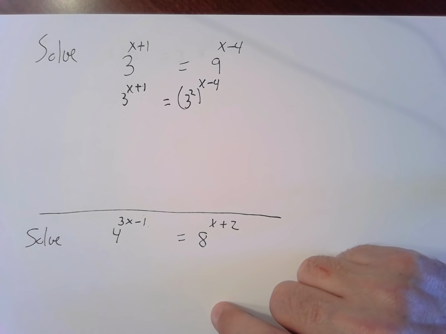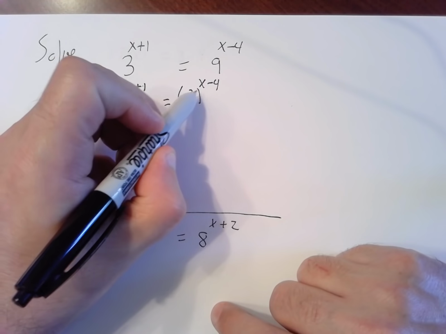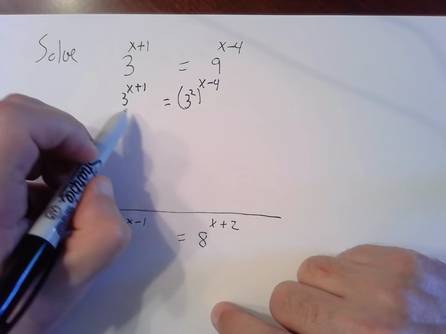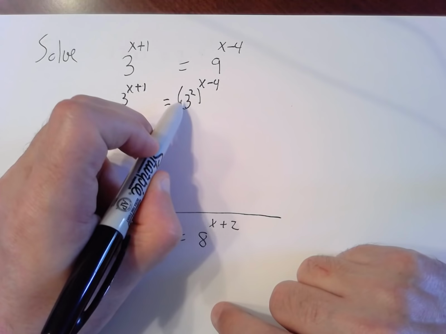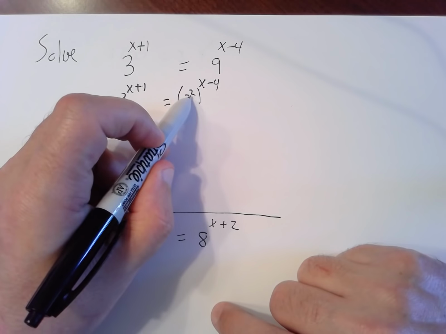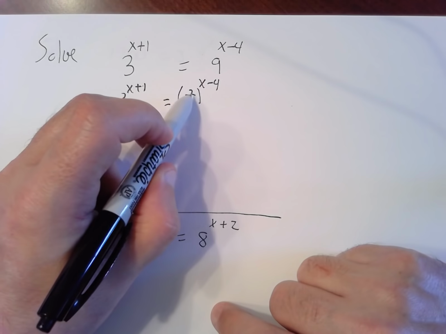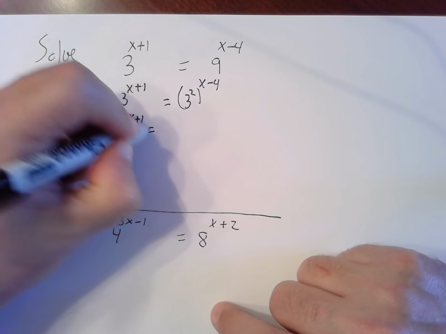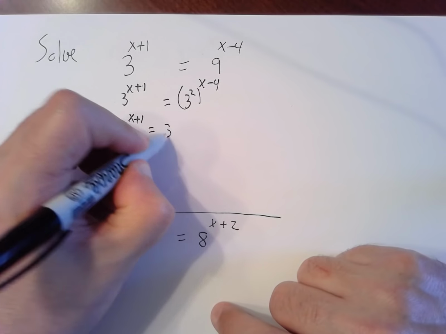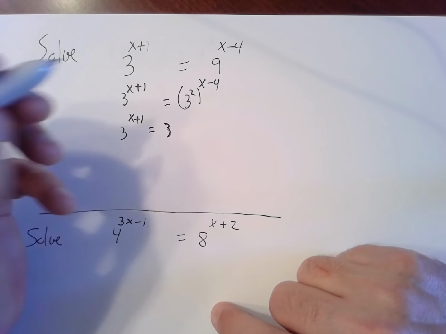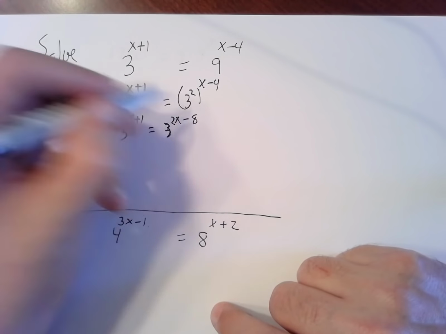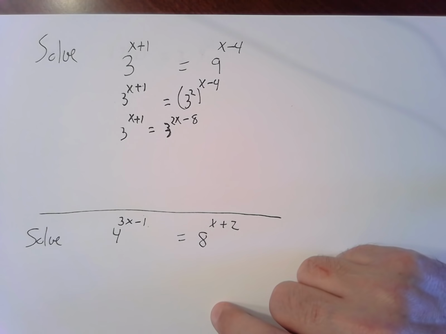Okay, now I have to remember rules of exponents. I have a power raised to a power. I can't just cancel out the bases here. This is a 3, that's a 9. 3 squared is 9. I have to distribute this 2 here. A power raised to a power, we multiply. So I'll get 3, and my rewritten exponent will be 2x minus 8. Just 2 times x, 2 times negative 4.